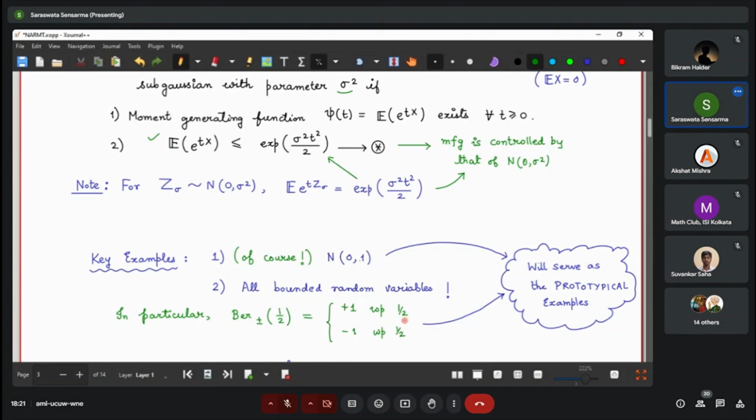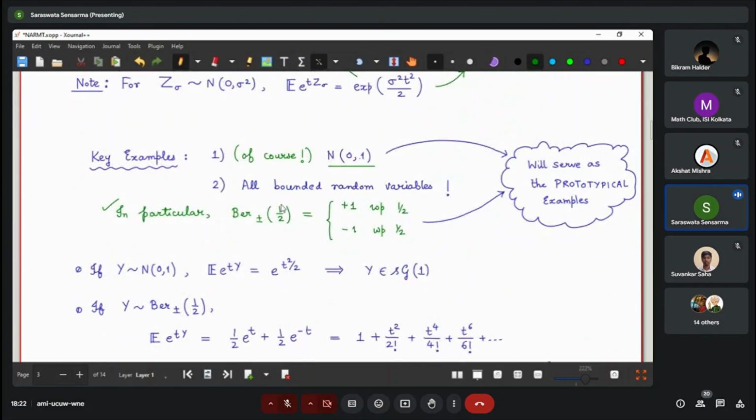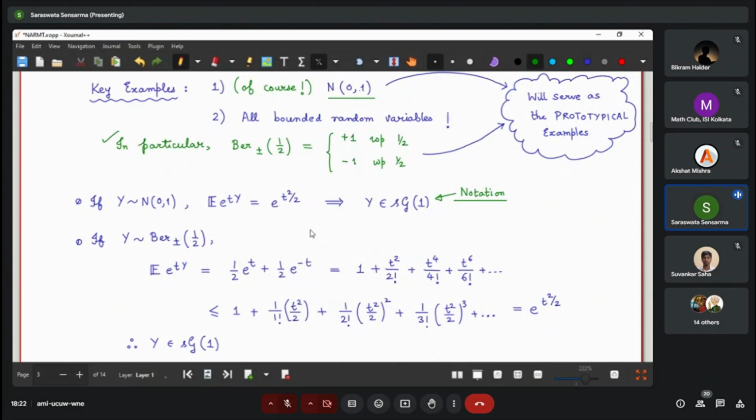Throughout the talk I'll be talking about Gaussian or sub-Gaussian random variables, but I always want you to keep these two examples in mind. That is the standard Gaussian, the normal 0, 1 random variable, and the discrete case, that is the Bernoulli plus minus half, also called the Rademacher half random variable. Okay, these will be our prototypical examples. So of course, if Y follows normal 0, 1, then Y is sub-Gaussian with parameter 1. This will be our notation, sub-Gaussian with parameter 1. And if Y follows Bernoulli half, as it turns out, it's also sub-Gaussian with parameter 1.